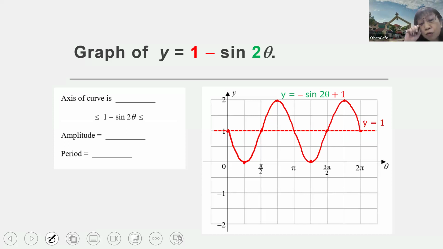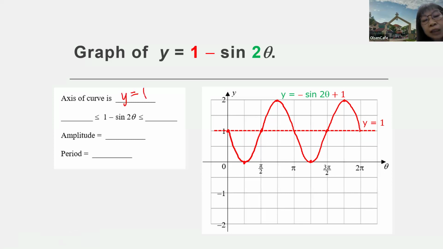So let's try to fill in the blank. Over here, I will have y equals 1 as the axis of curve. Now take a look at the maximum value of this graph. You notice it is 2. And how about the smallest value of the graph here? You notice that the smallest value here is actually 0. And how about amplitude? In this case, if we take reference from the axis of curve, it is equal to 1.